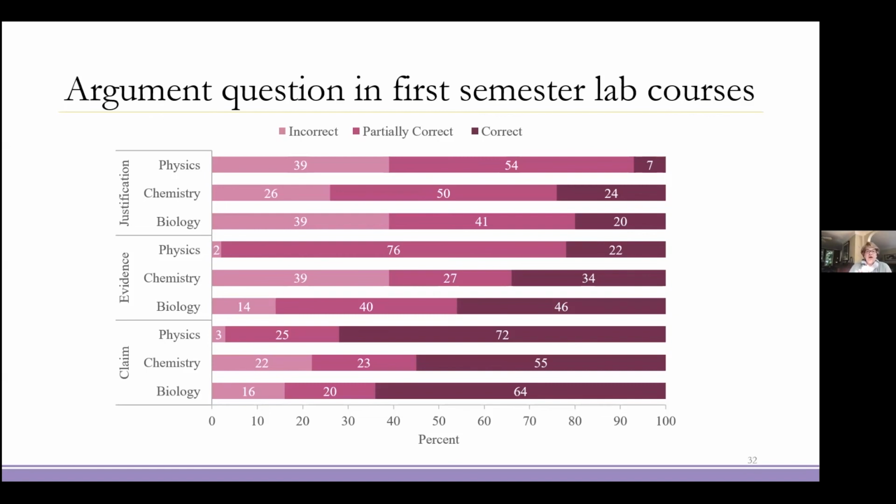So what I want to particularly focus on is, you remember in chemistry, we saw them not really using their evidence, but look at how much more they're using evidence in physics and biology. And I really think that has to do with that they found the evidence themselves. They weren't trying to interpret someone else's evidence. The justification is still problematic, about the same in biology and chemistry, a little worse in physics.